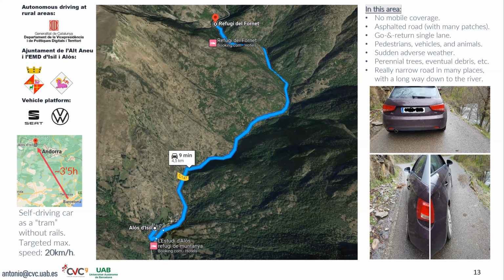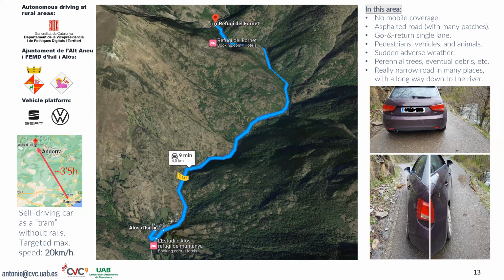It can be sudden adverse weather conditions. The trees are perennial trees, so the leaves are in the road in half an hour in the autumn. Eventually, a lot of debris, and so on. So this is a really narrow road. This is my car, and you can see how close the car is to the border of the road. And downhill to the road, you get there.